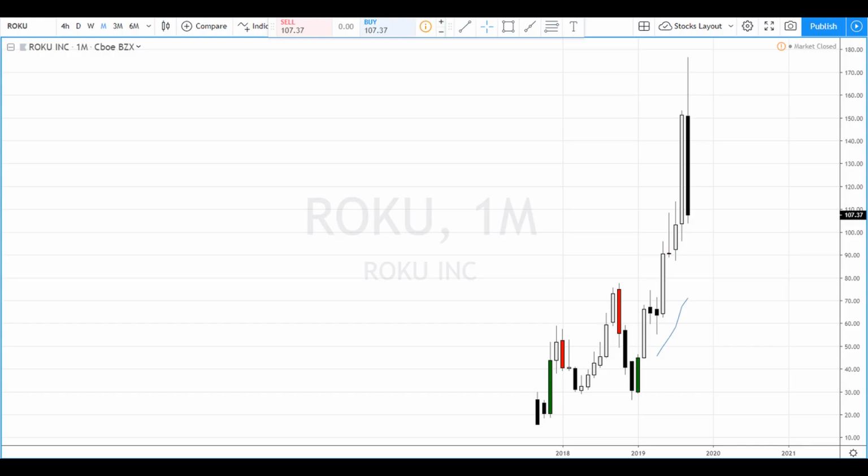Today we're going to take a look at some charts and see where we can identify supply and demand order flow and trade it for income. Alright, let's take a look at ROKU stock, ticker symbol ROKU.